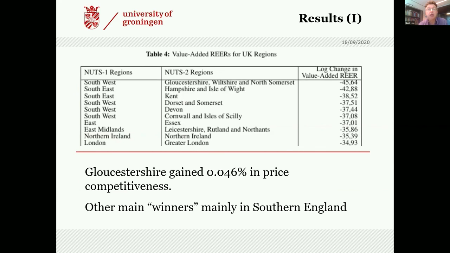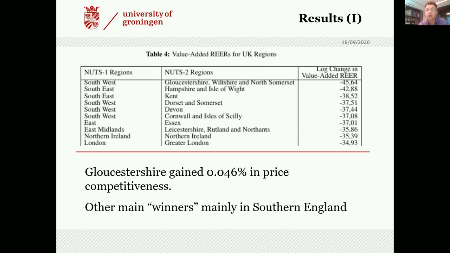What does this imply? These are the regions that gained most in price competitiveness as a consequence of the fall in the value of the pound. Gloucestershire, according to our analysis, was the main winner. But as you can see, the increase in price competitiveness was very limited, and this is mainly due to the fact that firms in Gloucestershire also sell to a large extent to other regions, much more than they sell to other countries in the EU or elsewhere.